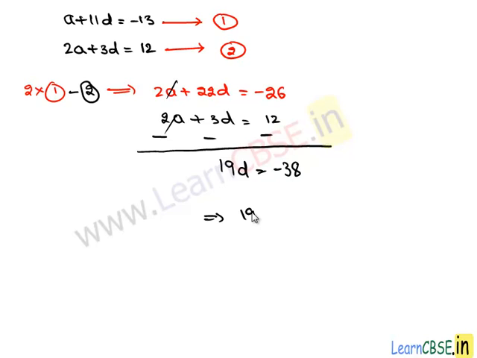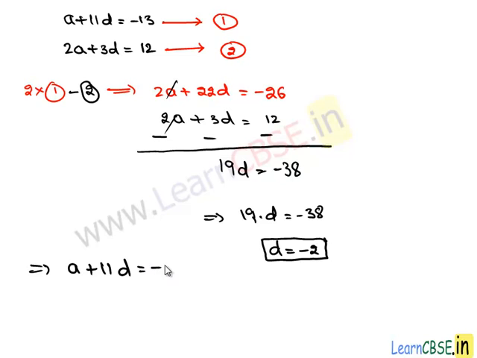So here we have 19 times D is equal to negative 38. By dividing both sides with coefficient of D, which is 19, we get the value of D is negative 2. Therefore the common difference of this AP is negative 2, and we have A plus 11D is equal to negative 13. So by substituting the value of D in this equation, we get the value of A.